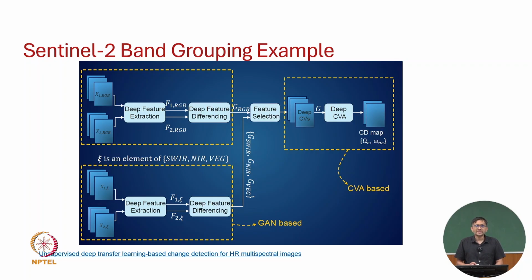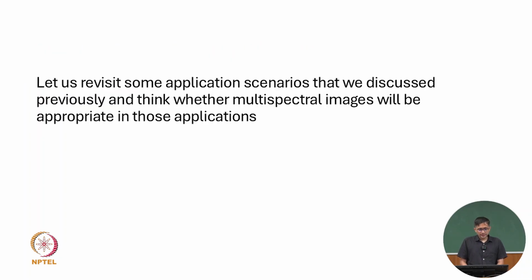So what has been done is the bands were grouped into, or rather 4 groups: RGB, SWIR, NIR, and the red edge. These 4 groups, the 10 bands have been divided into these 4 groups, and then one particular deep feature extractor channel is dedicated to each of these groups.